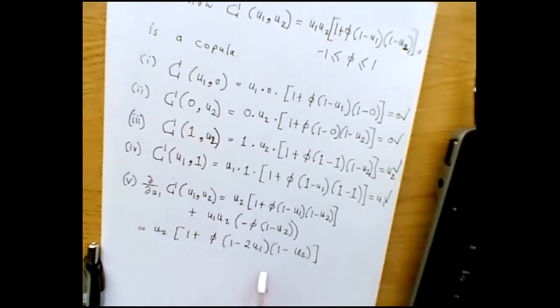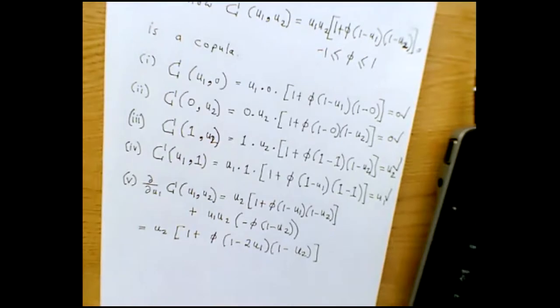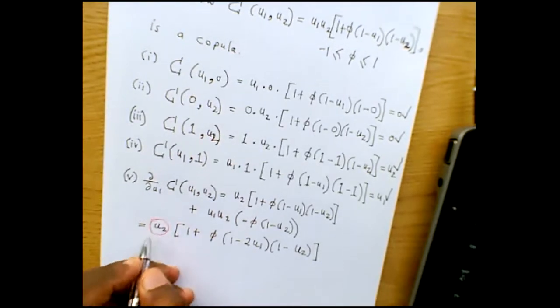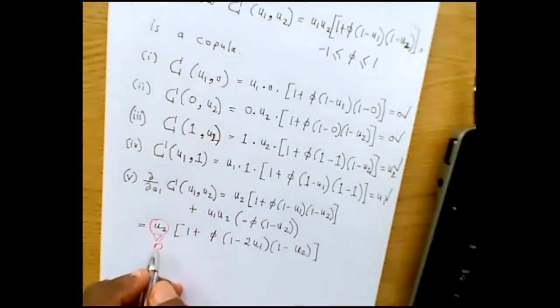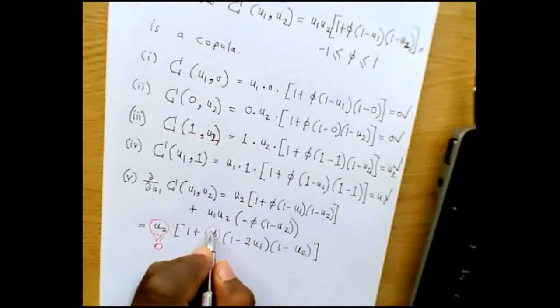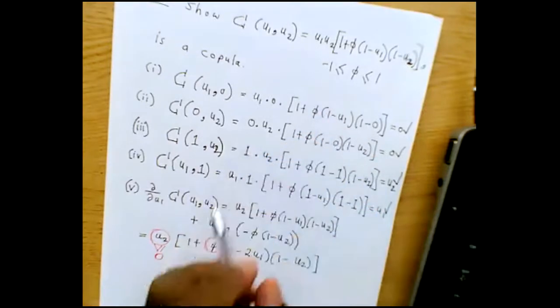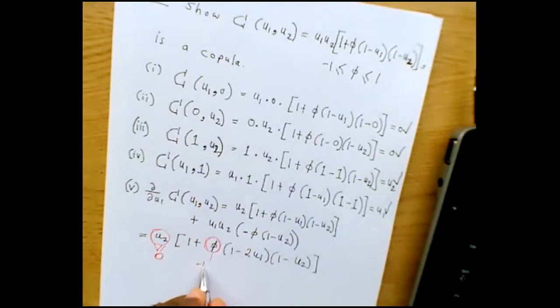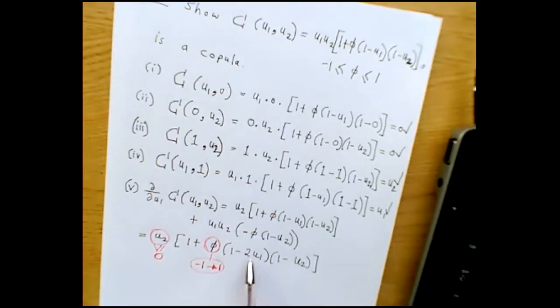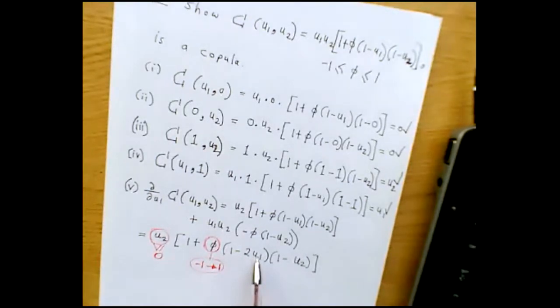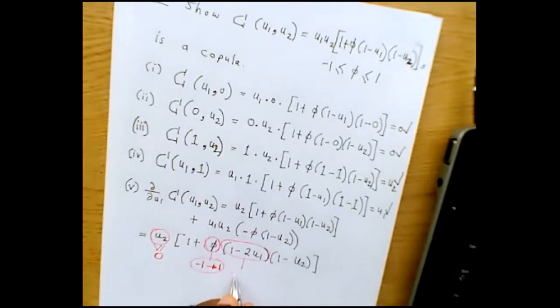Okay, now we need to show that this is non-negative, right? So let's see how we can do this. First of all, u2 by definition is greater than or equal to 0, right? Now phi, we know that phi is a number between -1 and +1. So this goes from -1 to +1, right? Okay, this number here. Now 1 minus 2 u1. Remember, u1 is a number between 0 and 1. So 1 minus 2 u1 will be a number from -1 to +1.